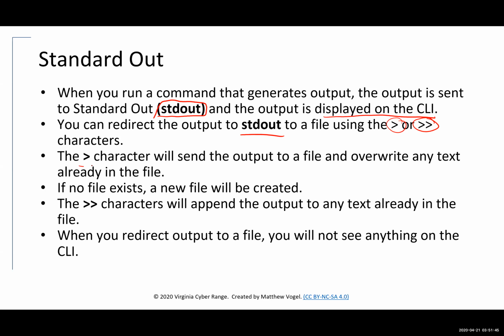So the single redirect will send the output to a file and overwrite any text that's already in the file. If no file exists, the file will be created. The double redirect character will append the output to any text already in the file. When you redirect output to a file, you'll not see anything in the CLI.